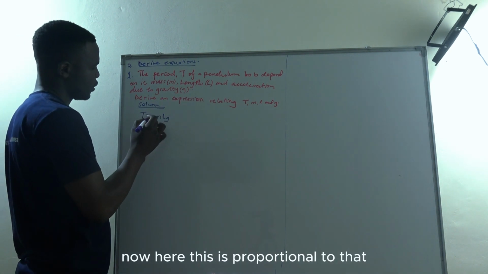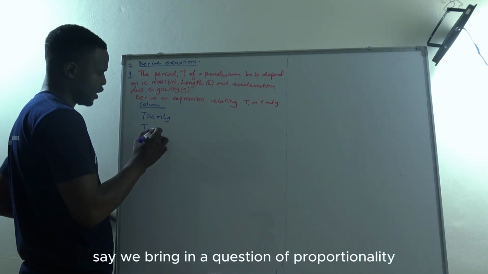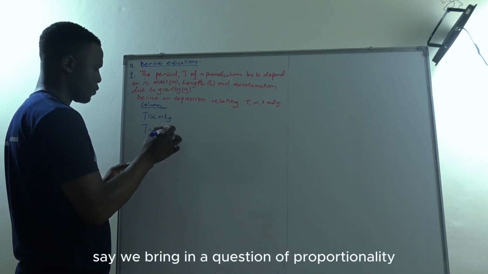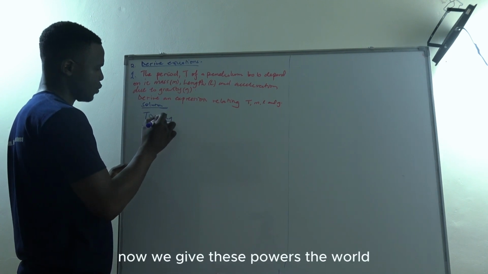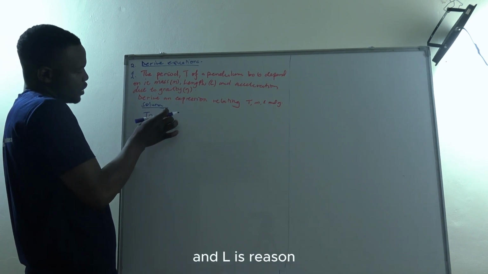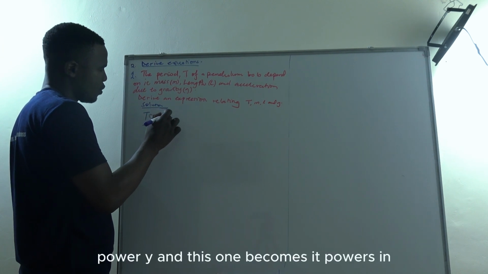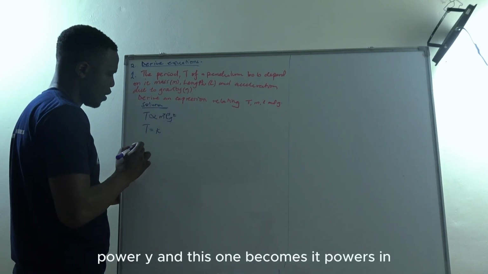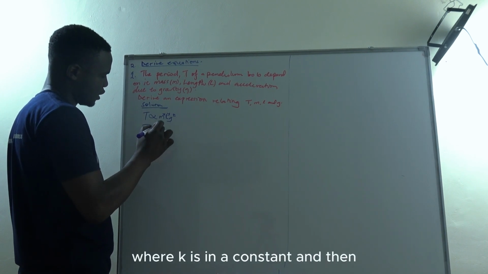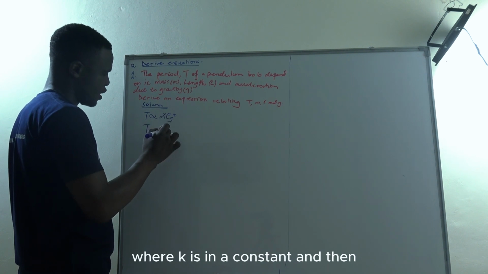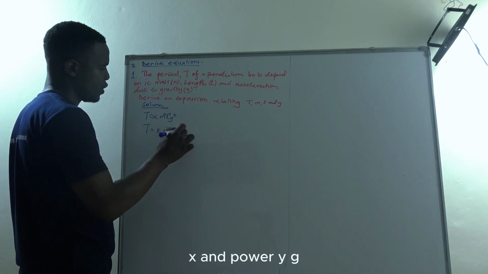Now here, T is proportional to those quantities. But to remove the proportionality sign, we bring in a constant of proportionality. We give these powers because we do not know which powers m, l and g are raised to. So the powers are x, y, and z. Our expression will show that the period T is equal to k, where k is a constant, times m to the power x, l to the power y, and g to the power z.